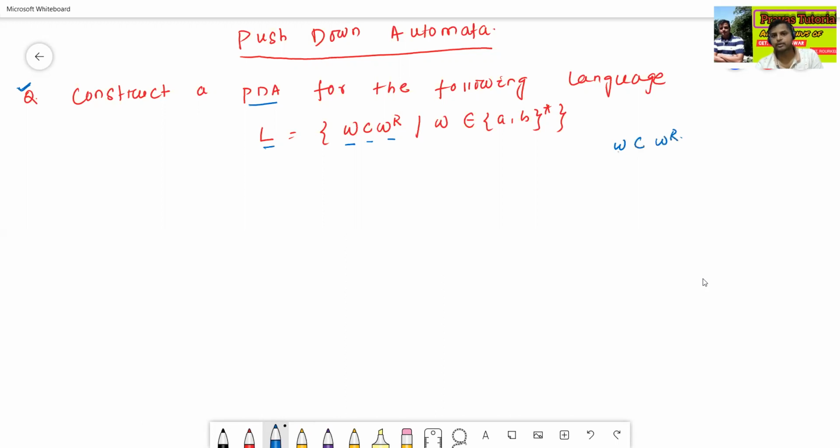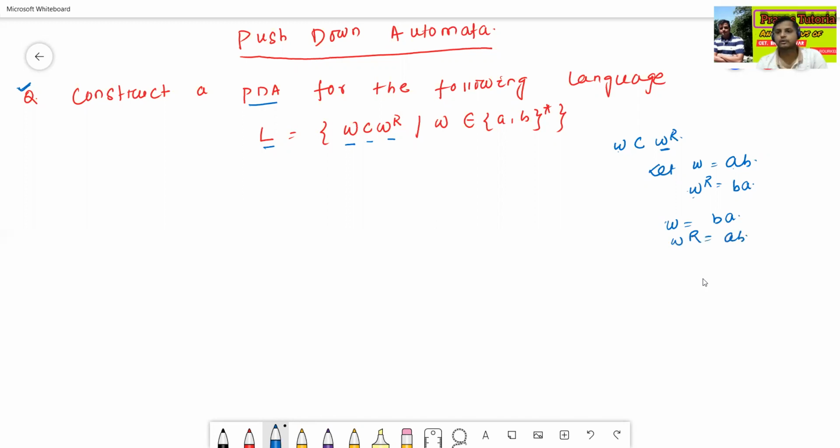If W is a string, it means any combination of A and B. Let W equal AB. Then WR means its reverse, the reverse of W, which means BA. If W equals BA, then WR equals AB.